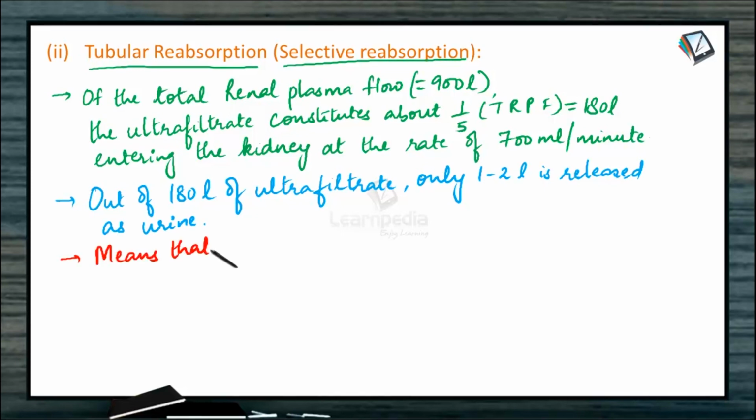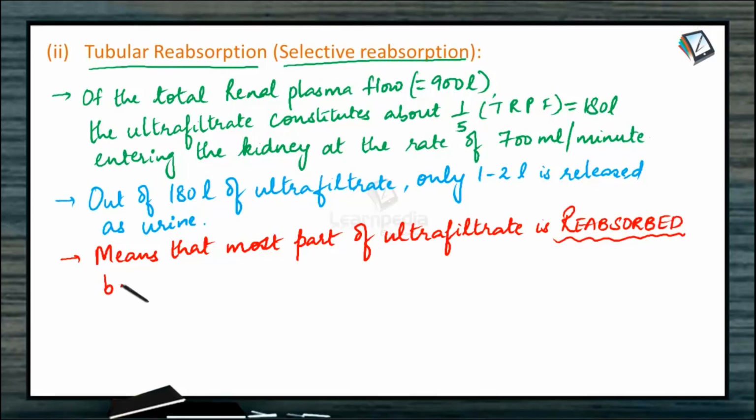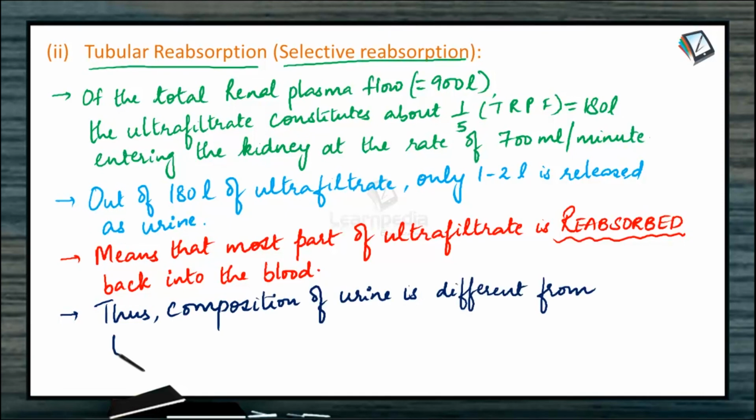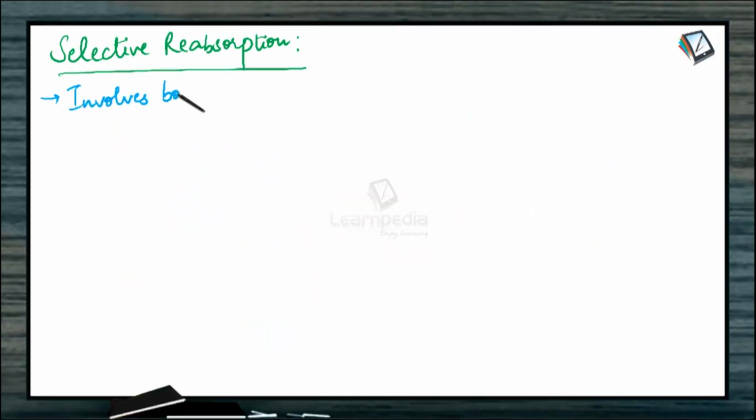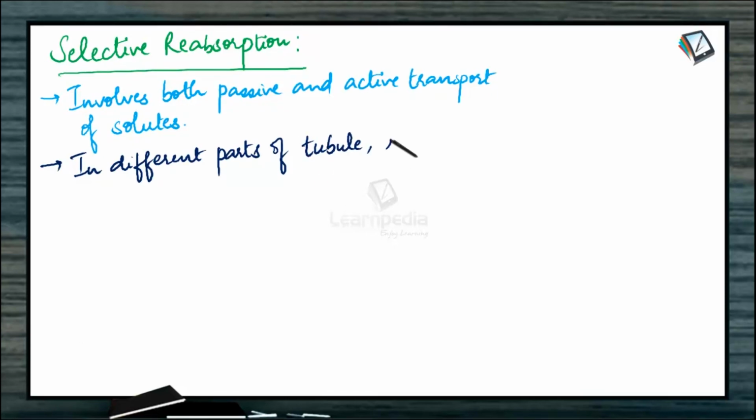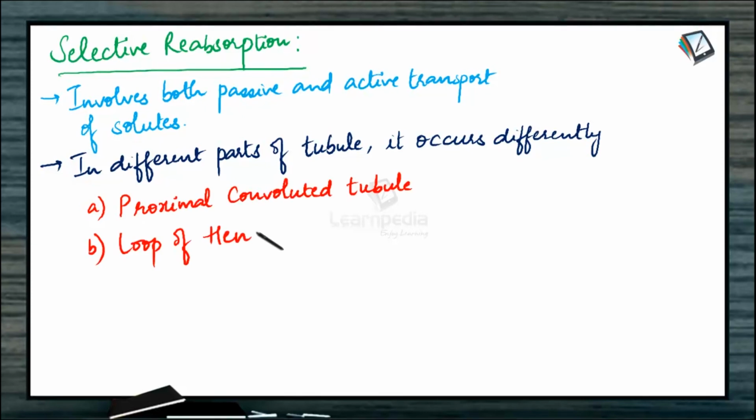This means that most part of the ultrafiltrate is reabsorbed back into the blood, and thus the composition of urine is different from ultrafiltrate. So most of the substances are reabsorbed back into the blood, and this process is known as tubular reabsorption or selective reabsorption. Selective reabsorption involves both passive and active transport of solutes. In different part of tubule, it occurs differently. Selective reabsorption will be discussed in the following parts of the tubule: proximal convoluted tubule, loop of Henle, distal convoluted tubule, and collecting tubule.